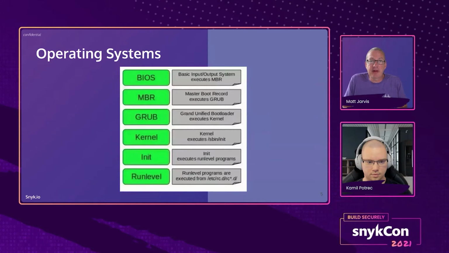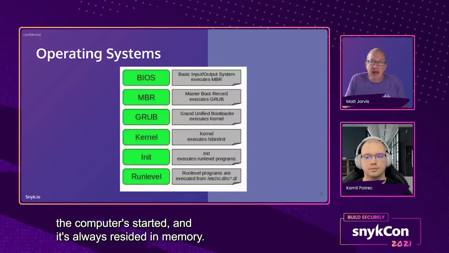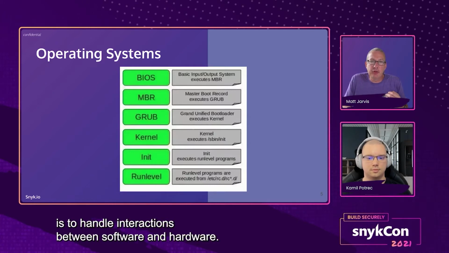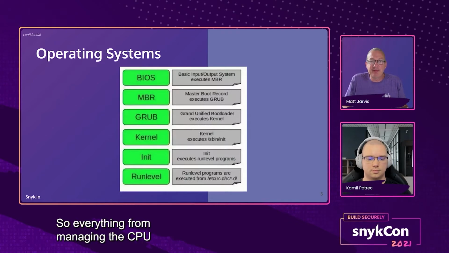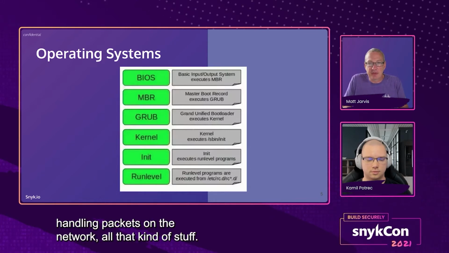And the kernel of the operating system is right at the heart of this. It's the first thing that's loaded by the bootloader when the computer starts, and it's always resident in memory. The function of the kernel in general is to handle interactions between software and hardware. So everything from managing the CPU downwards, reading and writing from the disk, handling packets on the network, all that kind of stuff.